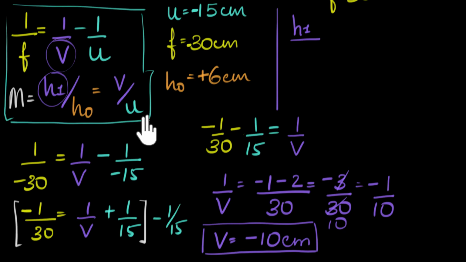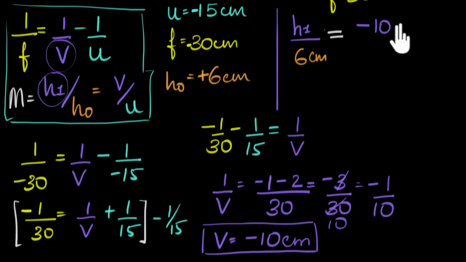Image height hi divided by ho is 6. Ho is 6 centimeters. Okay, let me just substitute over here. I should have done that over here as well. But anyway, let's substitute. It is equal to v divided by u. If you substitute with units, we'll have no confusion finally about what the units will be. So substituting with units is good. So let's substitute over here.